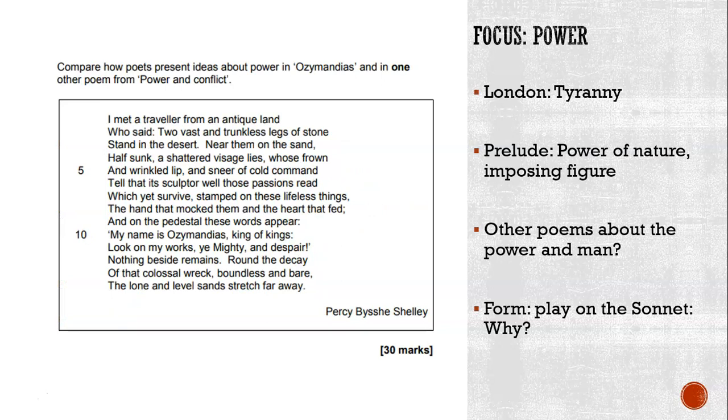Now, Ozymandias has come up twice indeed, so it's very unlikely to come up again. Just a few points, how I would go about this. So remember the focus. The focus is power, and I think about another poem I could compare to. So London, I could talk about tyranny. Ozymandias is a tyrant, someone who rules with power and fear, and then London is about tyranny, so how people suffer under cruel leaders: the church, a rigid church, a blackening church, the blood down palace walls. Prelude, power of nature, the imposing figure, the black peak.